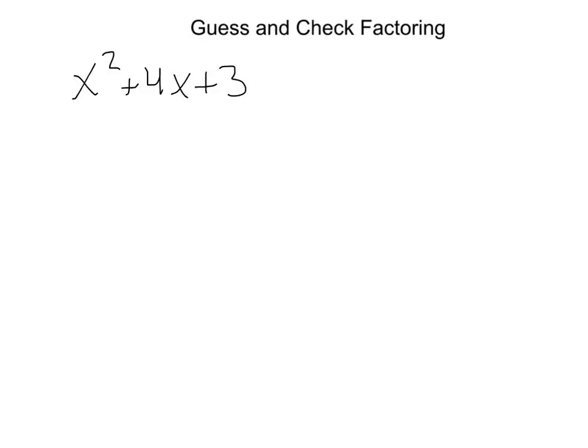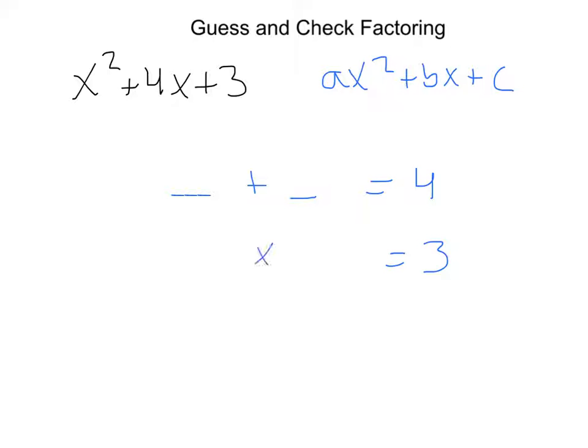Whenever you're using the guess and check method, if you have ax squared plus bx plus c, which is of course what we have over here, we're trying to find what a times c equals, which in this case will be 3, and then what b is, which in our case is 4. Then we need a number that adds to be 4 and multiplies to be 3.